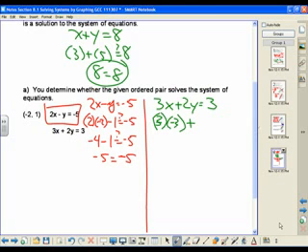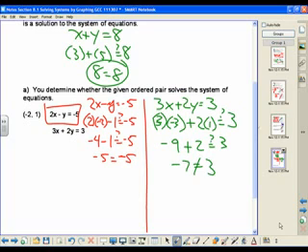Negative 3 times negative 3 plus 2 times 1. Does that equal 3? Negative 9 plus 2. Does it equal 3? Negative 7 does not equal 3, so it is not a solution. This point is not a solution to this system of equations because although it is on the first line, it is not on the second one.